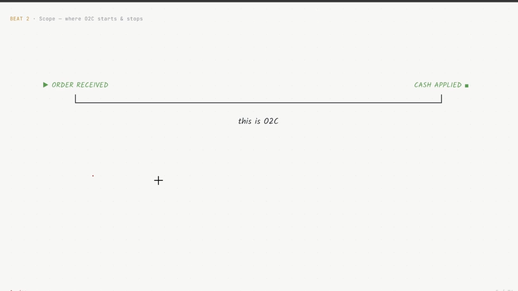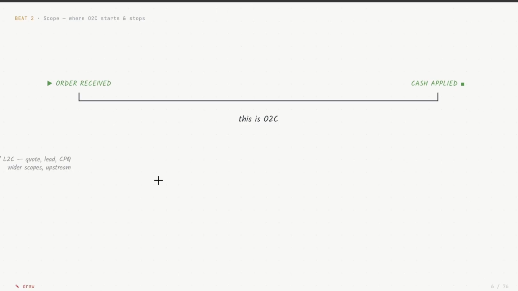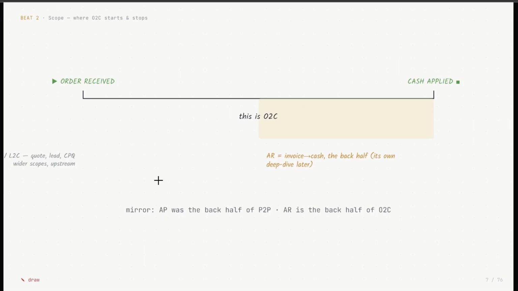So O2C starts at order received, and ends at cash collected and applied. Upstream of the order, the quote, the lead, configure price quote, that's quote to cash and lead to cash. So these are wider scopes, not for this episode. The back half, invoice to cash, is what we call accounts receivable. Accounts receivable is the back half of O2C, exactly like accounts payable was the back half of P2P. We talk about it here a little bit, but it will earn its deep dive later on.